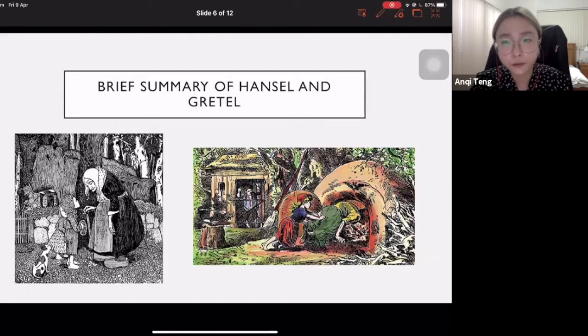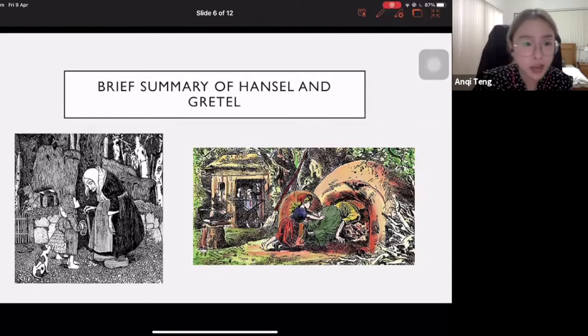Gretel frees Hansel from the cage, and the two of them discover a huge chest full of pearls, diamonds, and other gems inside of the witch's hut. Right? So at the end of the story, the two kids kind of wander back into the woods.